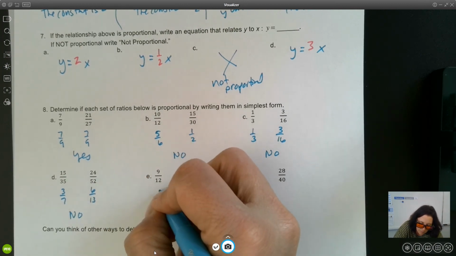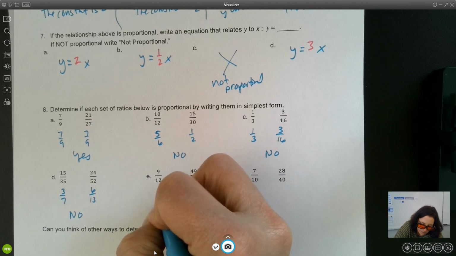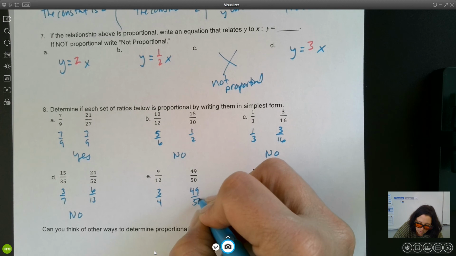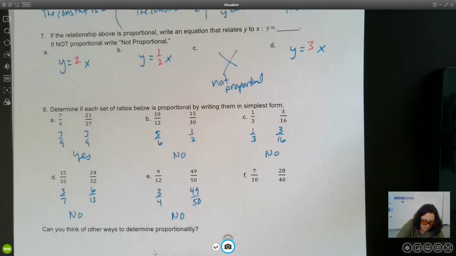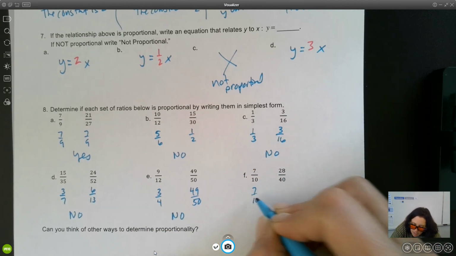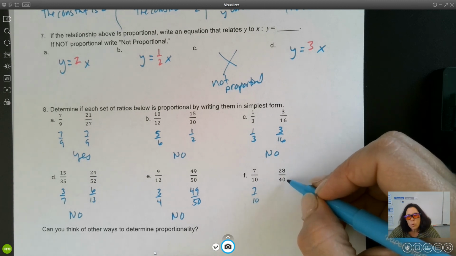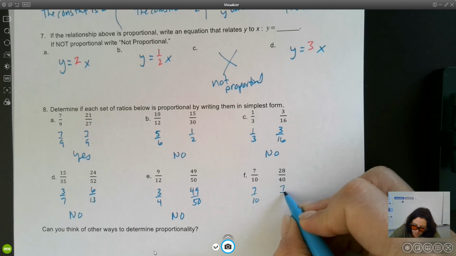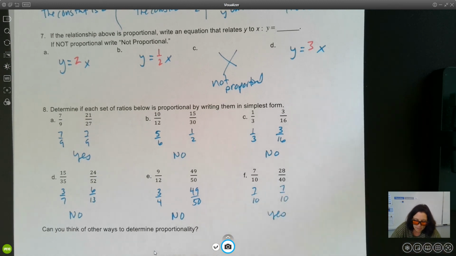9/12, 3 goes into that, 3/4. 49/50, no, that stays, so this is a no. Okay, this is a 7/10 that stays. 28/40, 4 goes into both of those. 7/10, this is a yes.